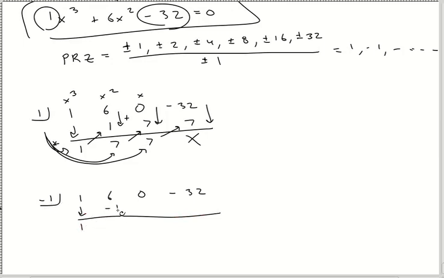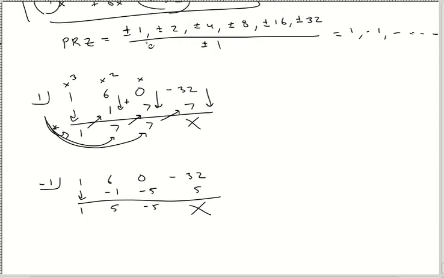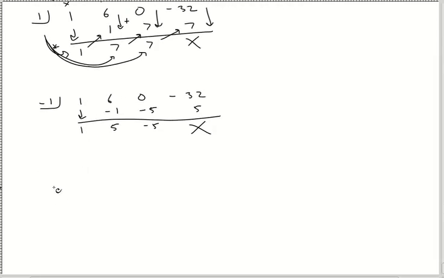Negative 1 times 1 is negative 1, plus the 6 is going to be a 5. Negative 5 plus 0 is a negative 5. 2 negatives make a positive 5, and not 0 yet. Again, so I tried both of these. They didn't work. Let's try 2.